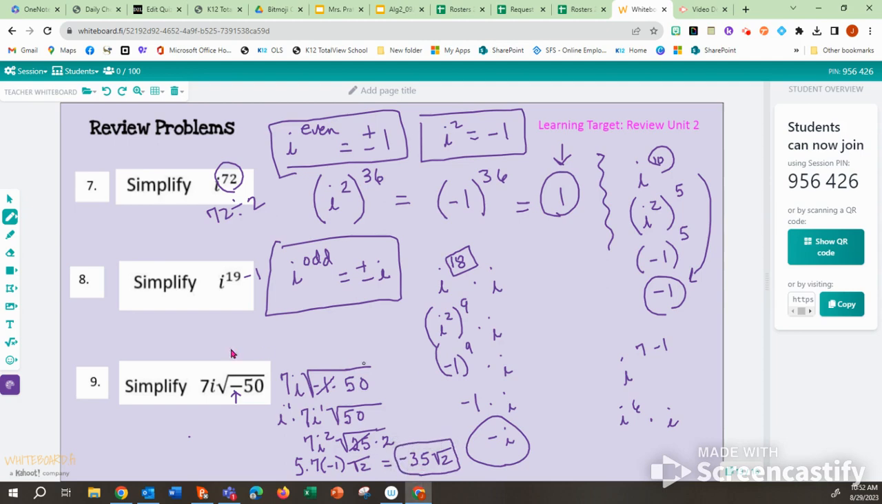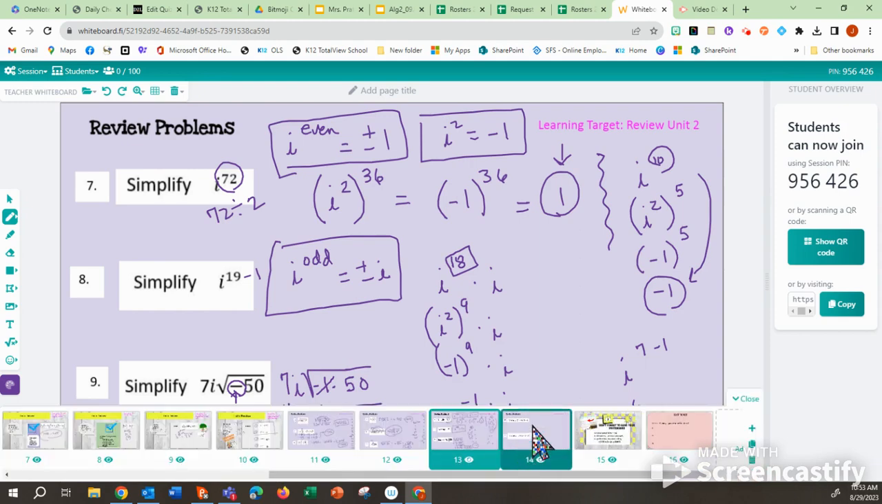I will tell you what a lot of people do is they just totally ignore this negative sign. And they'll end up with 35 square root of 2 instead of negative 35. Or they'll end up with 35i square root of 2 because they don't remember to bring this negative under the square root out as an i. That's usually the most common mistake there.